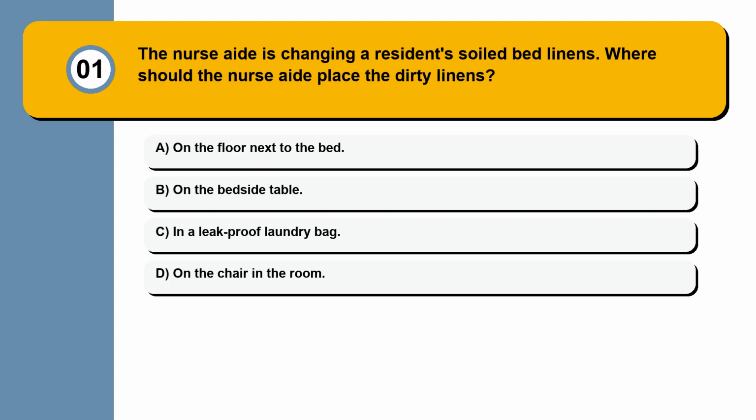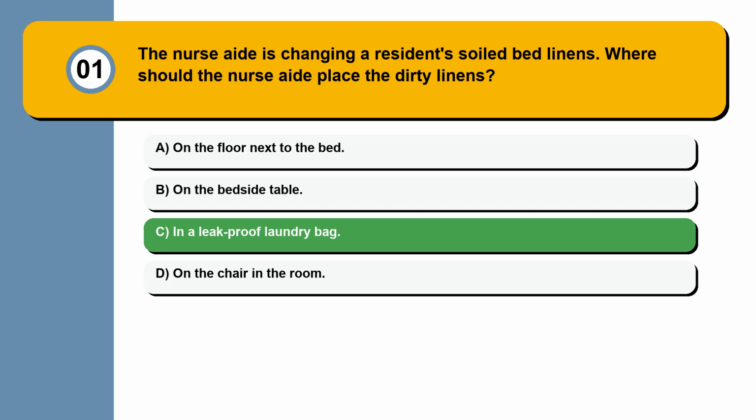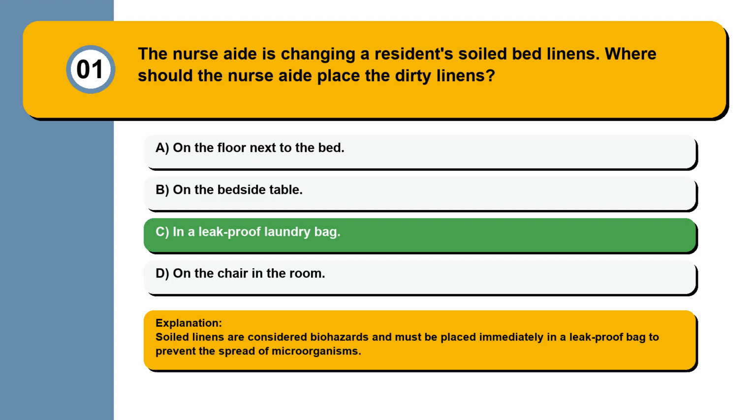On the floor next to the bed, on the bedside table, in a leak-proof laundry bag, on the chair in the room. Soiled linens are considered biohazards and must be placed immediately in a leak-proof bag to prevent the spread of microorganisms.